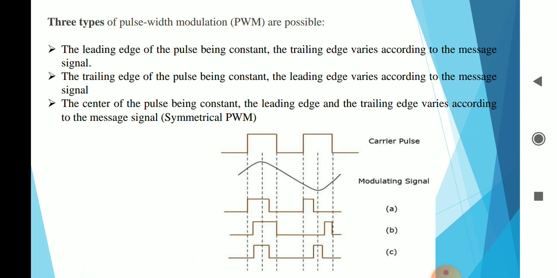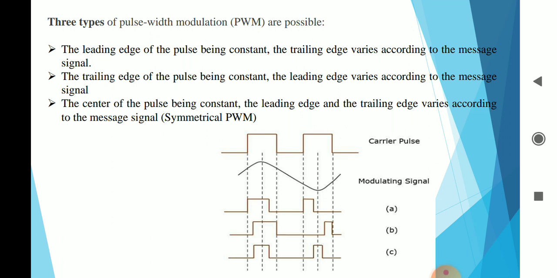Types of modulation techniques. These PWM techniques can be of three types depending upon the point of reference we are going to consider. If we make the leading edge of the pulse constant, the trailing edge varies according to the message signal. That is the first type, which you can see in waveform A. The start of the pulse is constant, and the trailing edge depends upon the message signal. Similarly, in the second case the trailing edge of the pulse is kept constant, but the leading edge is varied according to the message signal.